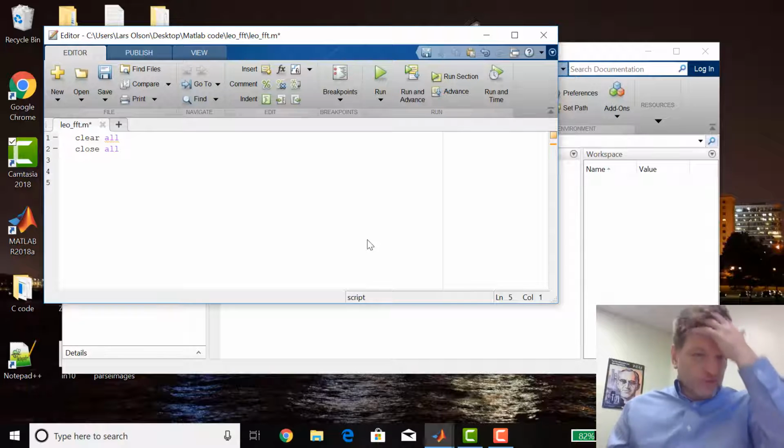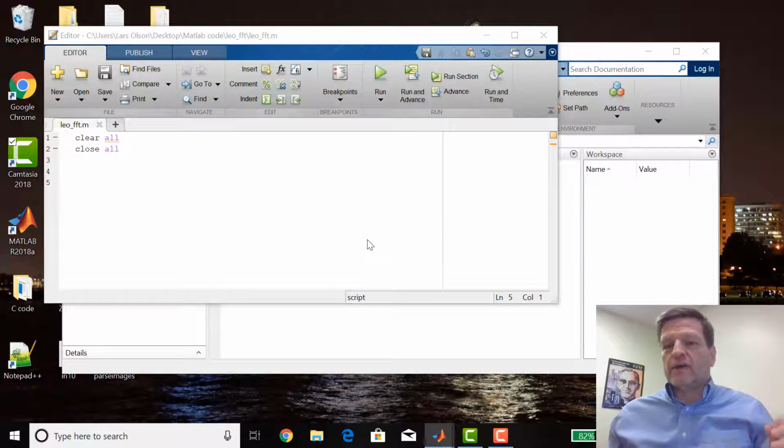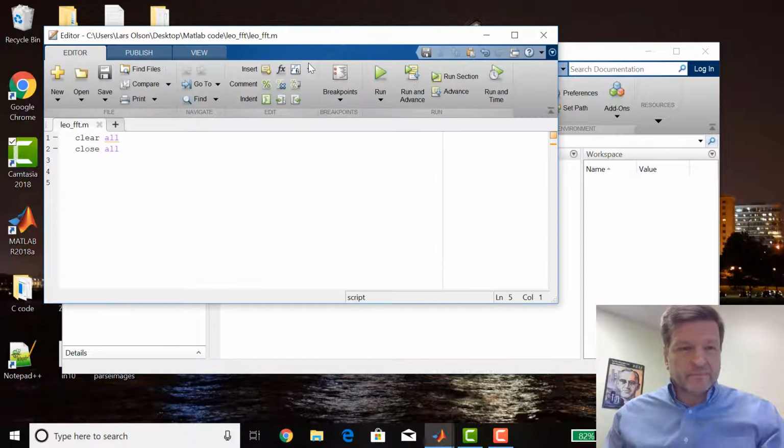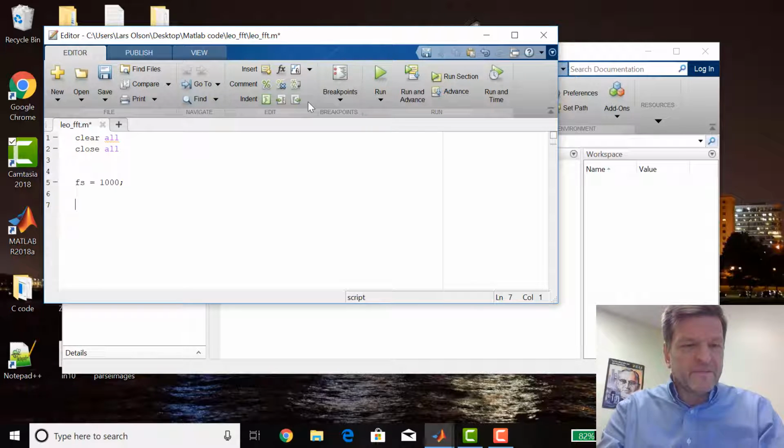Now, I want to create a sum of some sine waves, right? So I want to make my sampling rate fs equal to 1,000, and I want to make the number of points equal to about 1,500. So I want to make my time array. The time increment delta t is 1 over the sampling rate.